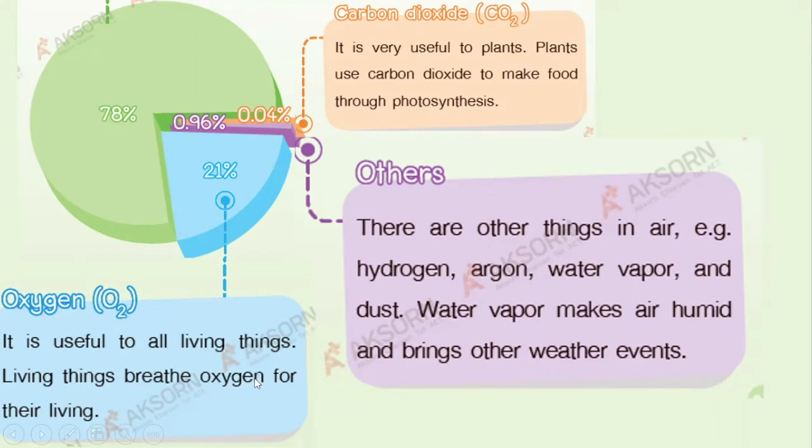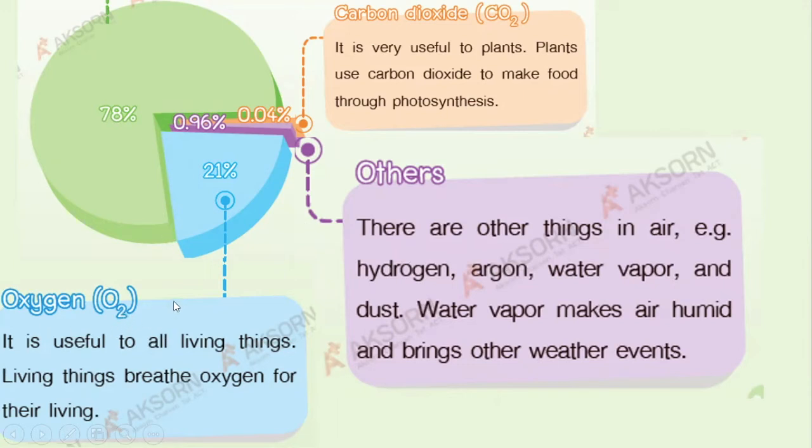It is useful to all living things. Living things breathe oxygen for their living. If no oxygen, we cannot breathe and we cannot live. We cannot exist without oxygen. Now we know that our air consists of different gases: 78% is nitrogen, 0.04% is carbon dioxide, 0.96% is other gases like hydrogen, argon, water vapor, and dust, and 21% is the most important gas for us, oxygen, O2.